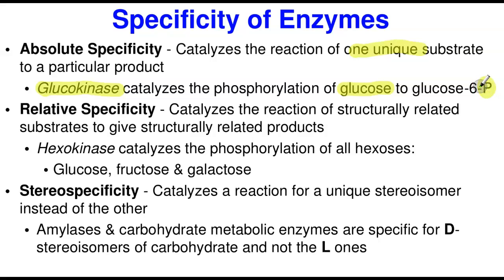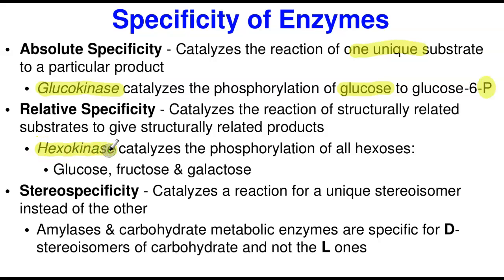Now, what about relative specificity? Relative specificity is the ability of an enzyme to catalyze a reaction of a structurally related group of substrates to give a structurally related group of products. So here now, in absolute, just one. But in relative specificity, they are catalyzing a group that are structurally related in some way. Now, a good example here is hexokinase.